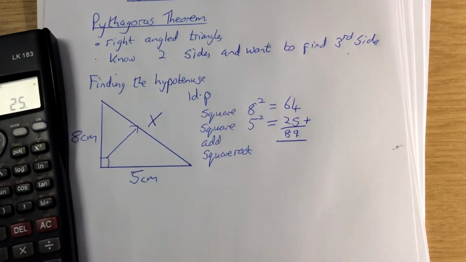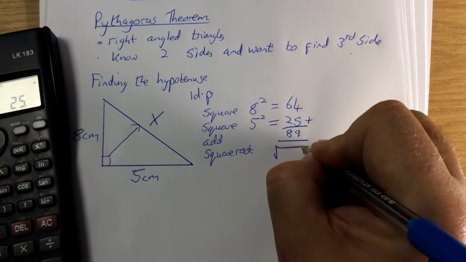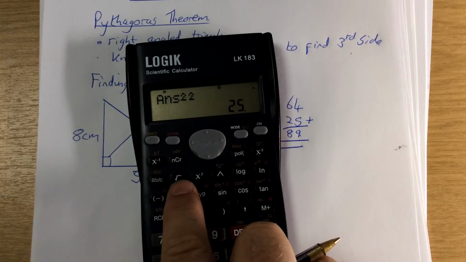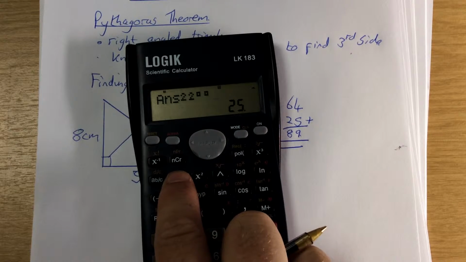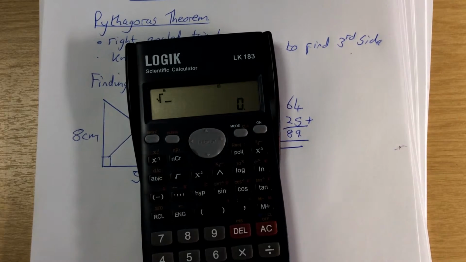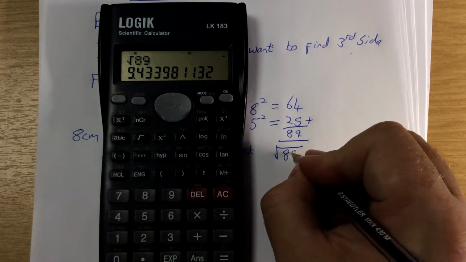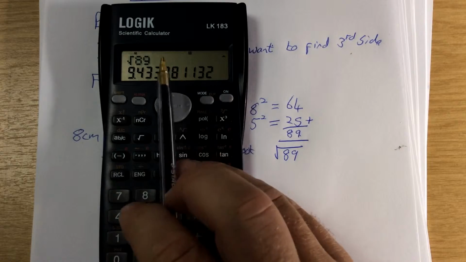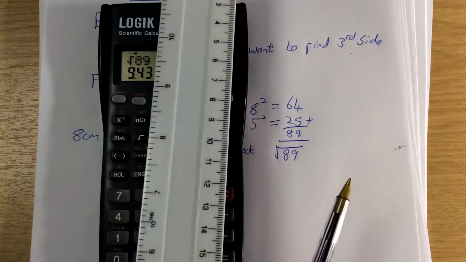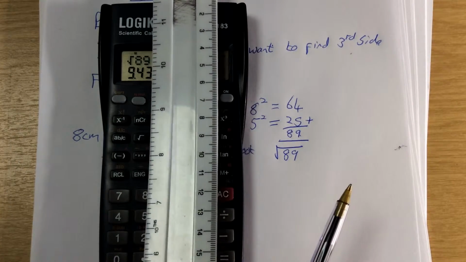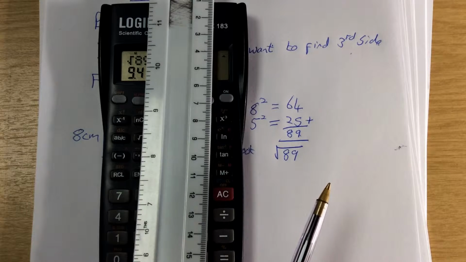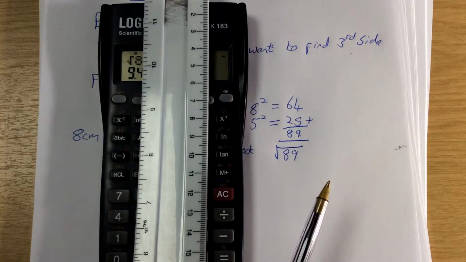And then to find the length of the hypotenuse, square root looks like a funny Nike sign. You press the square root button and 89 equals. That comes up as 9.433. When you're rounding that to one decimal place, it's either going to be 9.4 or 9.5. We go to 1 after the decimal point.